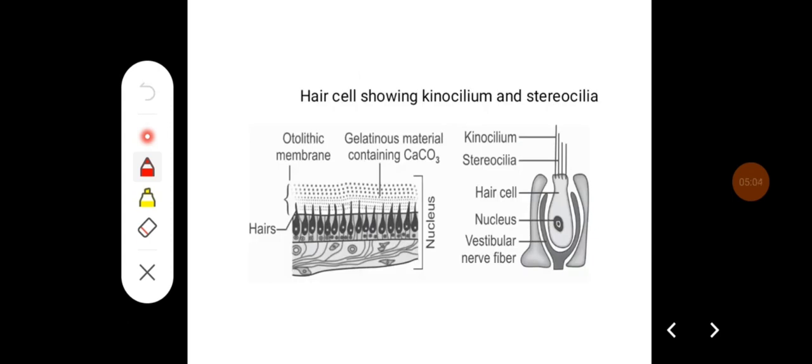Here is the structure again of the hair cells in the otolith organ, showing the otolithic membrane, which is composed of gelatinous material containing calcium carbonate, with the hair cells embedded into it. And here you can see the hair cell. Each hair cell is made up of the kinocilium, which is the tallest one, and the smaller ones are called stereocilia.